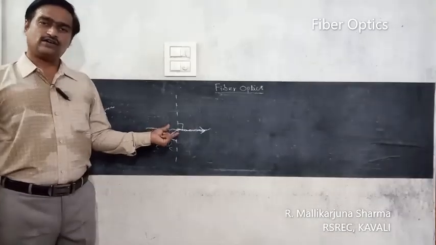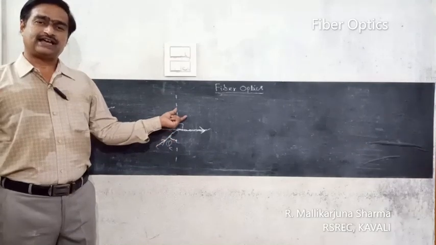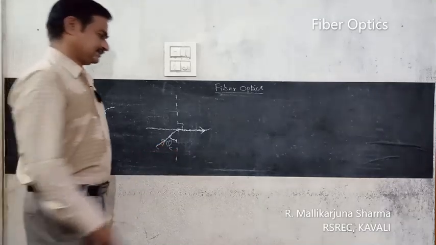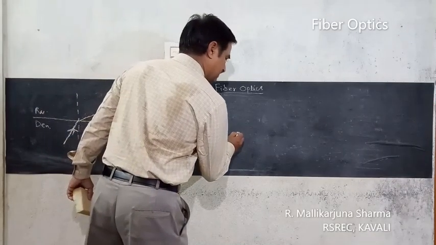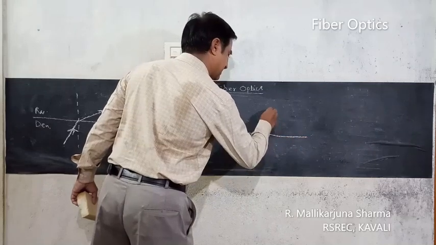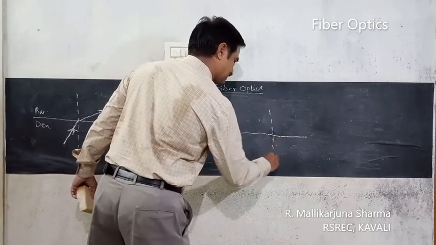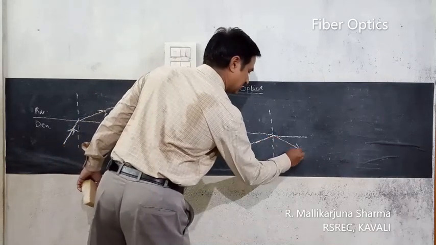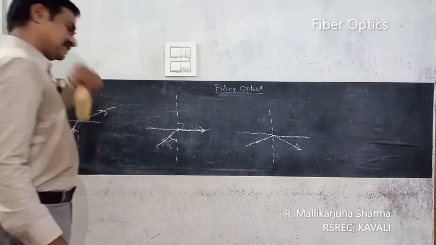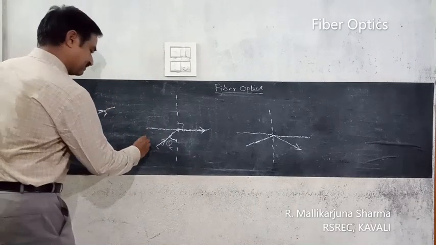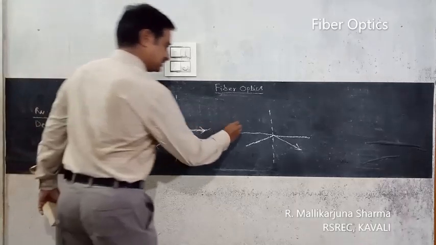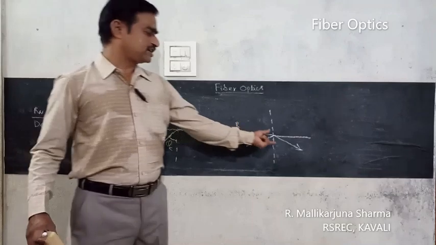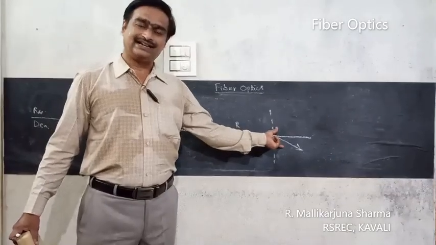Okay, the angle of incidence in the denser medium for which the angle of refraction is 90 degrees is called the critical angle. If the angle of incidence is greater than this critical angle, then it comes back into the same medium. This is denser medium, this is rarer medium. This is rarer medium, this is denser medium. This is how the propagation of light takes place within the denser medium.